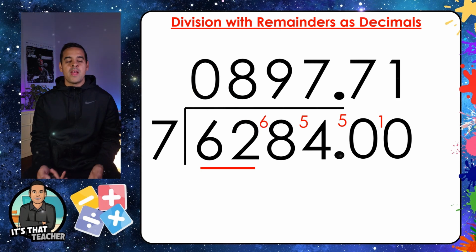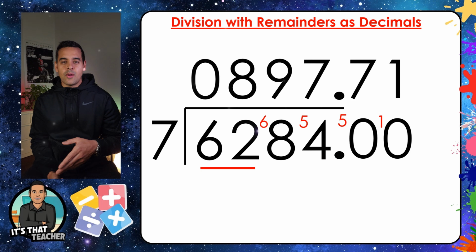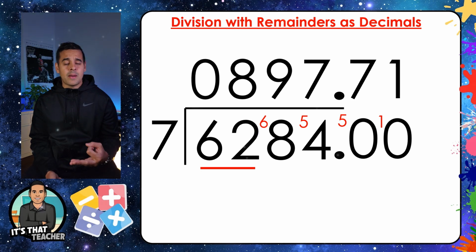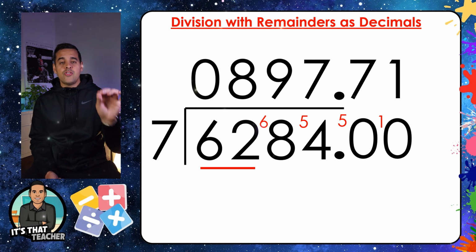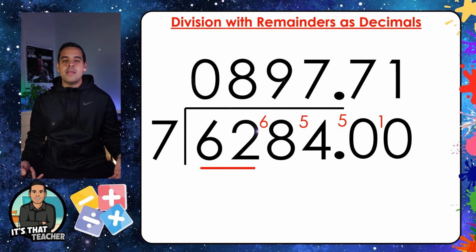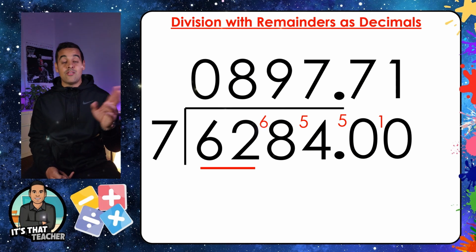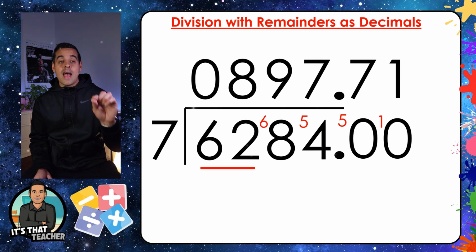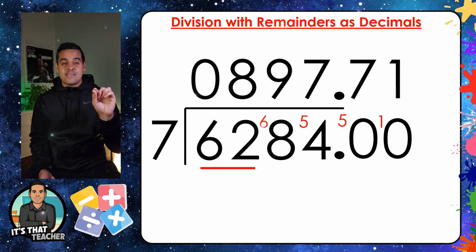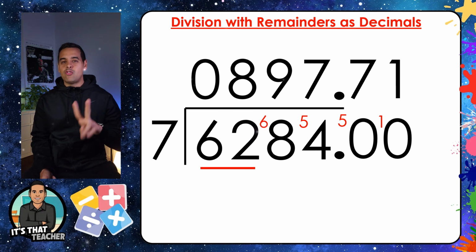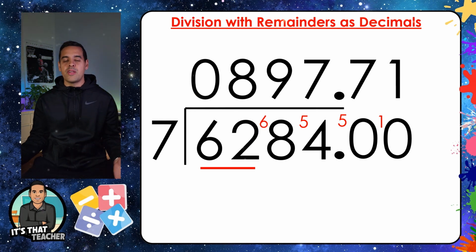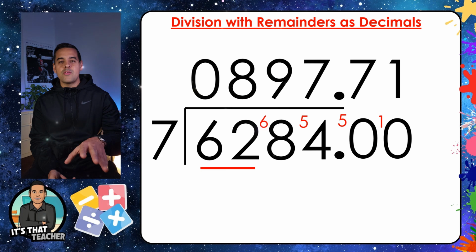How many 7s can fit into 10? That would be 1. Now, if you want to go to the closest 3 decimal places, that's cool. You just add another 0, and you put a 3 in front of it, because we have 3 remainders in front of the 0. How many 7s can fit in 30? That would be 4. So the more accurate number would be 897.714.